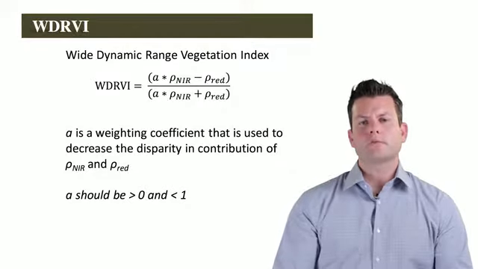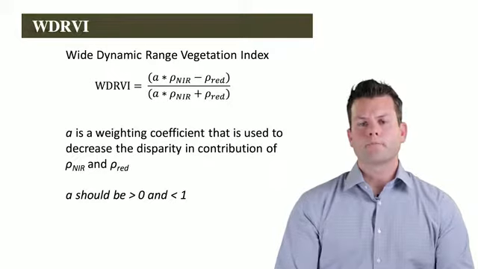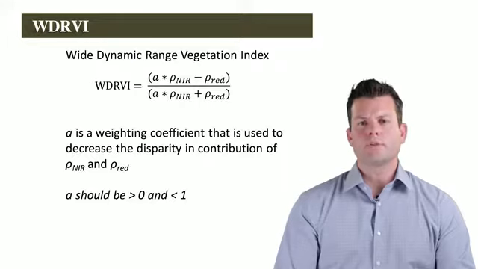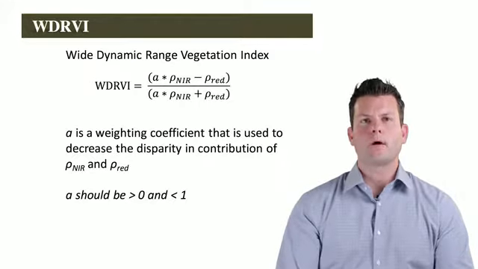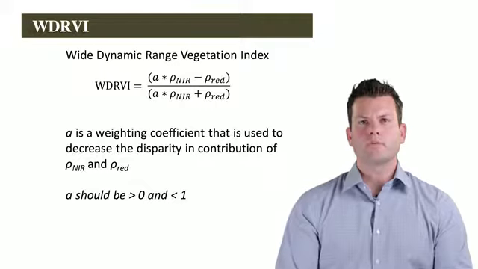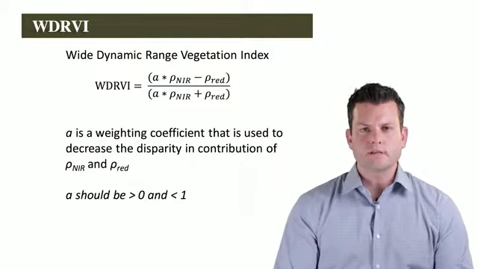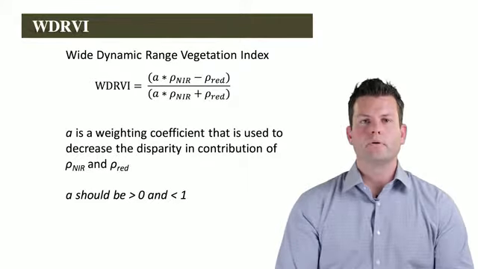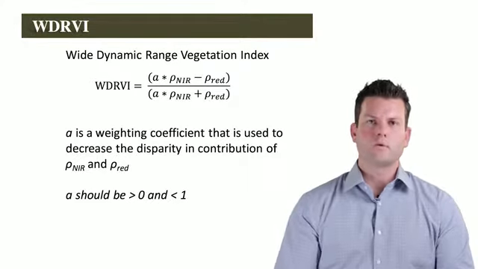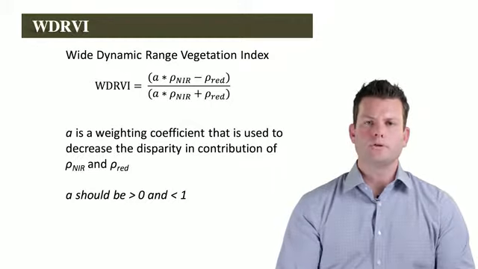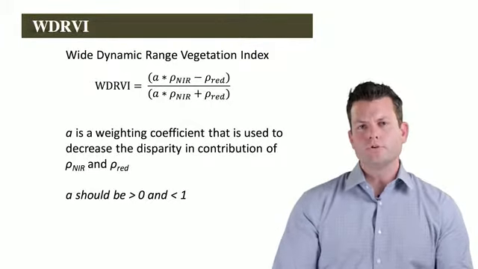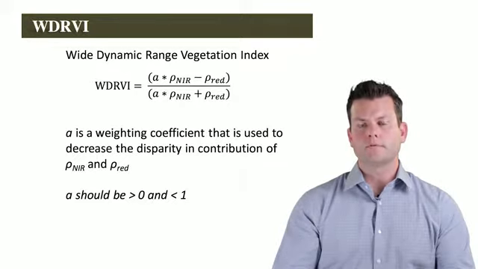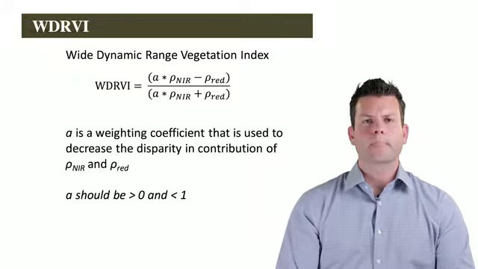Okay, so getting back to a solution for the saturation issue with NDVI at high LAI. This is probably the most simple way to handle that problem. It's called the Wide Dynamic Range Vegetation Index. And you can see that its formulation is very similar to NDVI. The only difference is we have this A parameter. And all A is, is a weighting coefficient that can be used to try and reduce the disparity between the contribution of the near-infrared reflectance as well as the red reflectance.